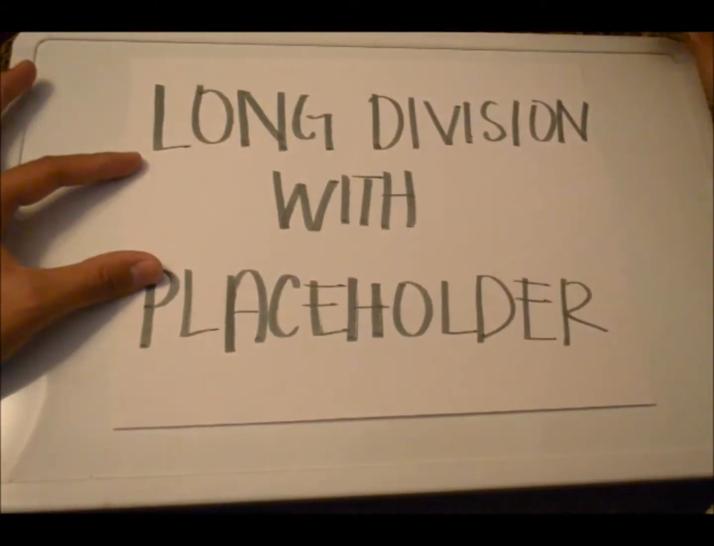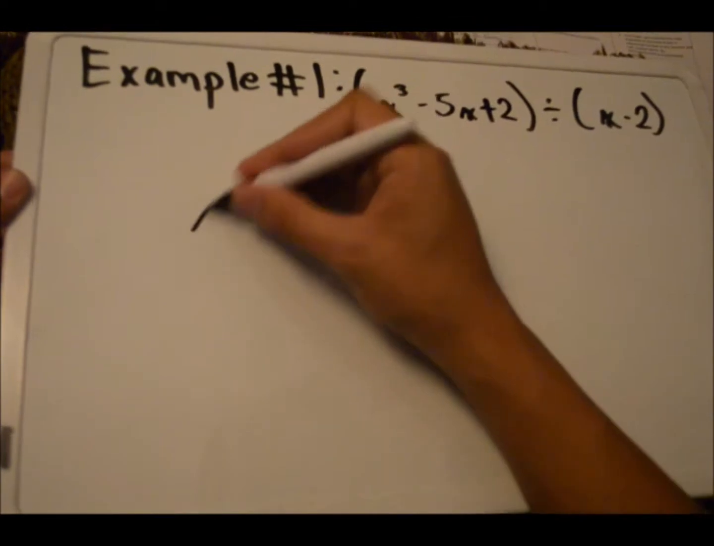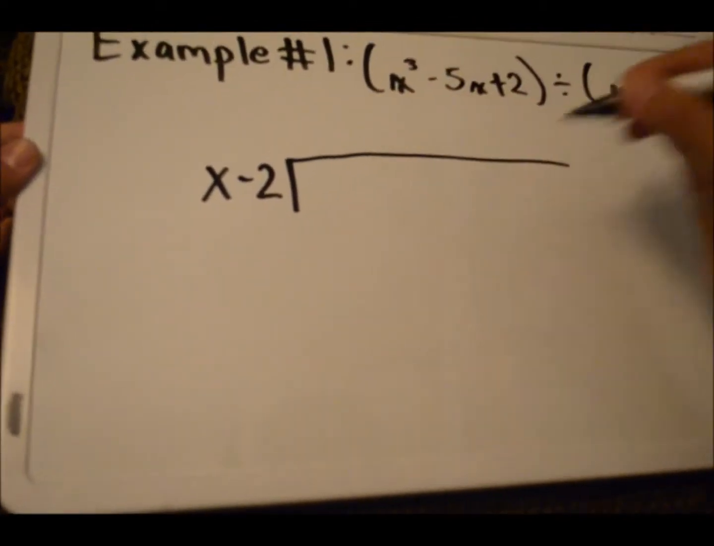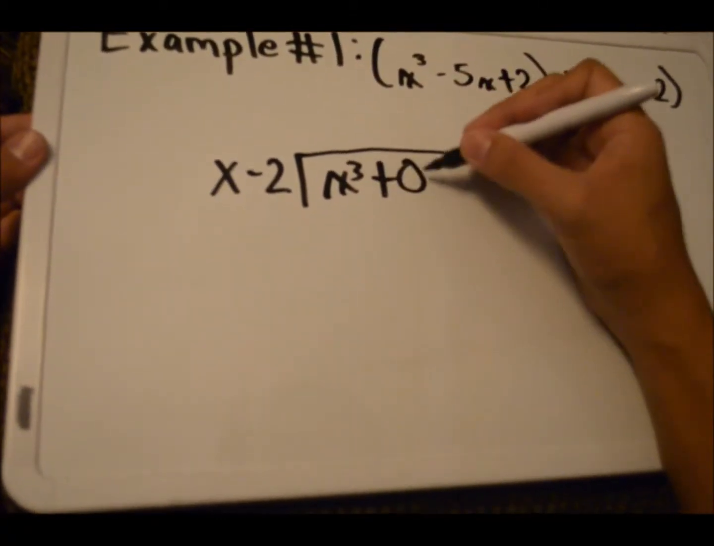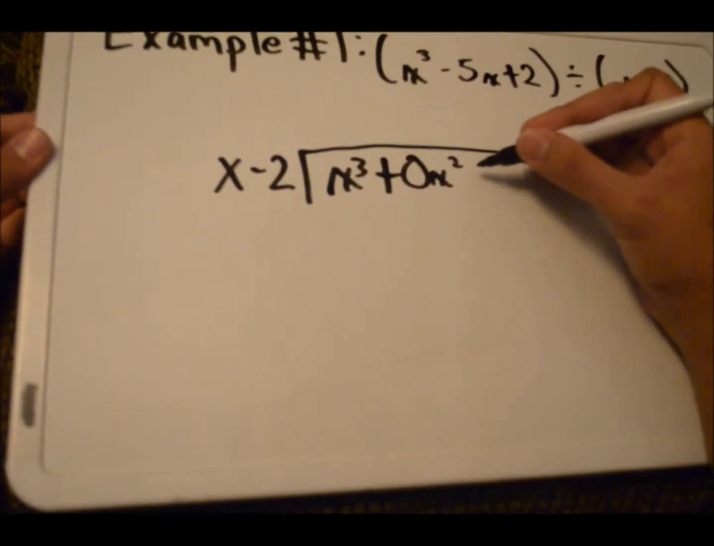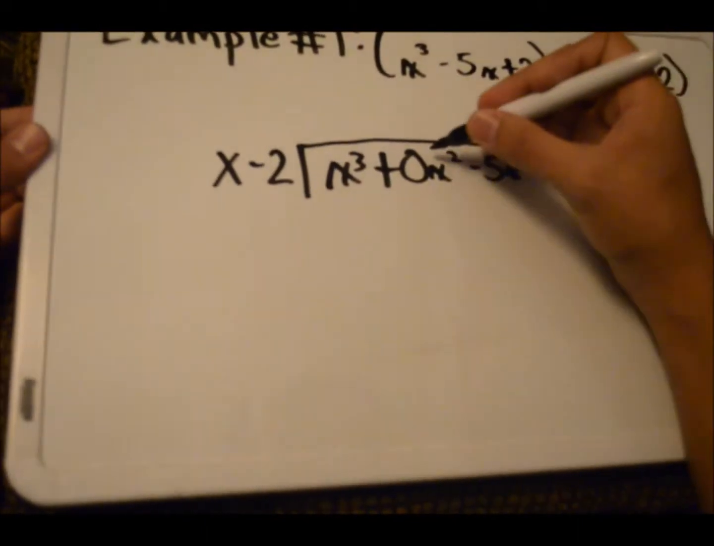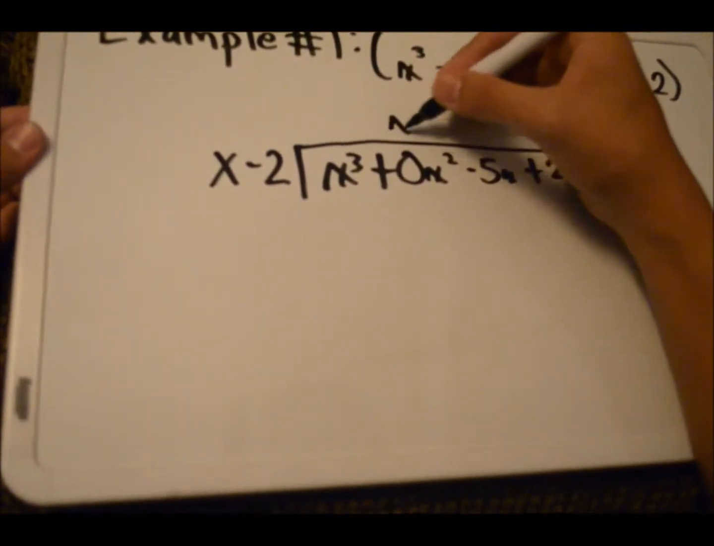Now let's move on to long division with a placeholder. Example 1. You want to set up x minus 2 as your divisor. Then, you want to set up x cubed plus 0x squared minus 5x plus 2 as your dividend. 0x squared is your placeholder since there is no x squared.